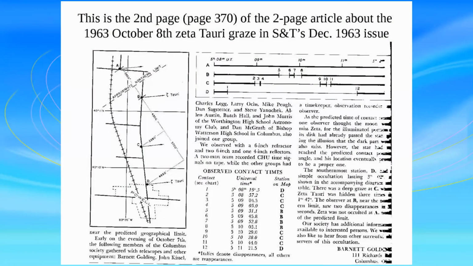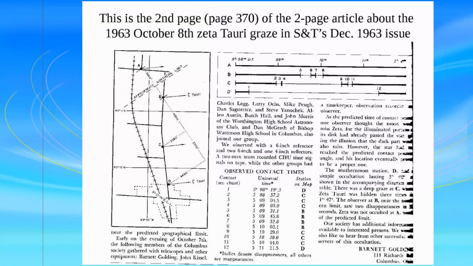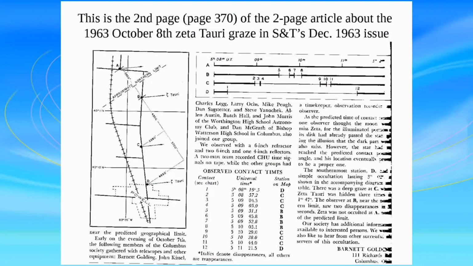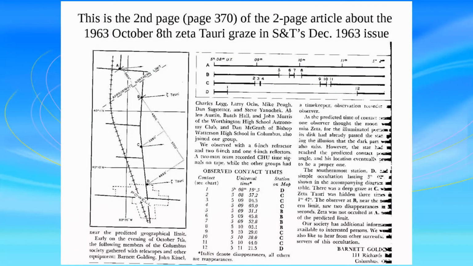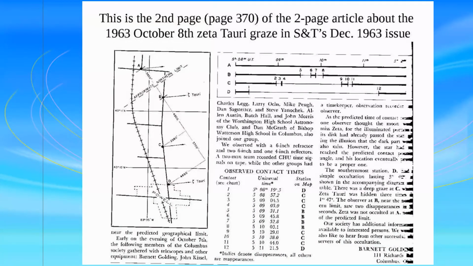Okay. Anyway, this is the second page of a 2-page article about that October 1963 occultation of Zeta Tauri, showing the expedition from Columbus, Ohio, where they set up 4 stations north of Columbus. The Columbus Moonwatch team did this, and there were 4 observers. One of them had no occultation, and you can see the timings of the others plotted there. And then they gave the timings and the map.